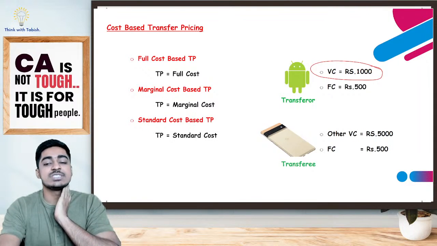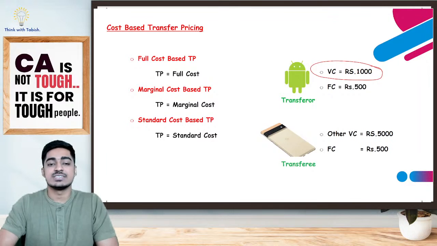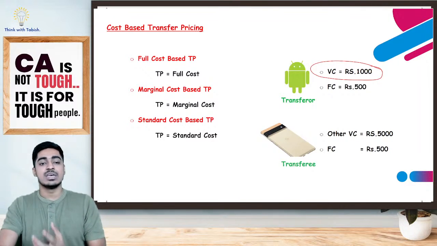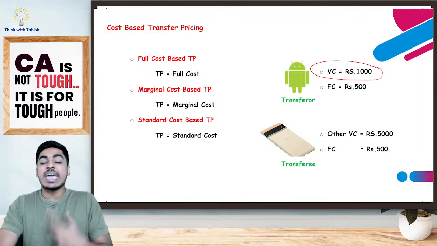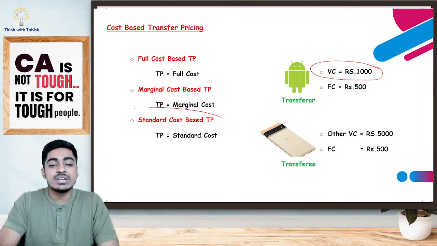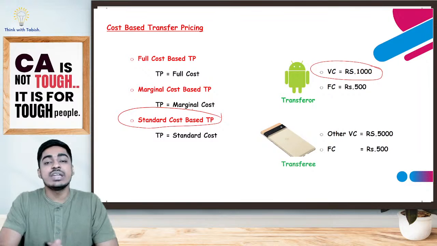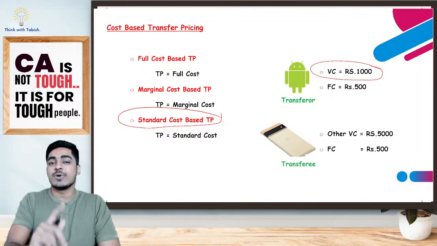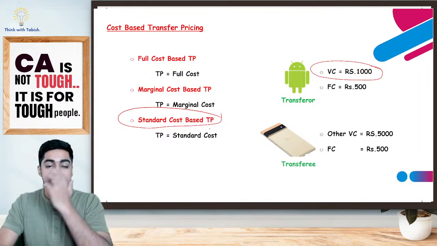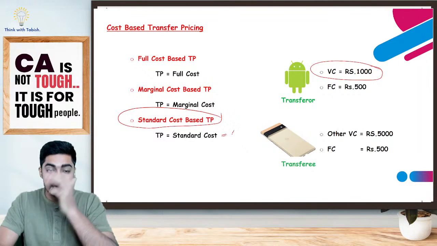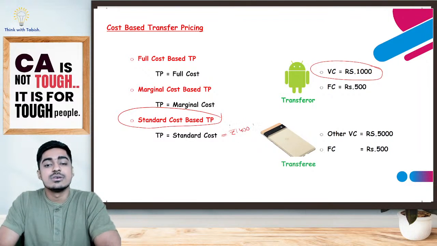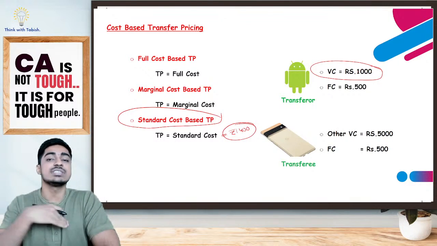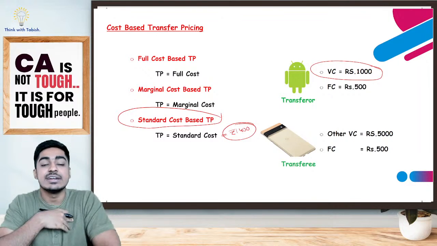Third, we have standard cost based transfer price. All these are actual, yes or no? Full cost, how much cost I have actually incurred. Marginal cost, how much extra cost I have actually incurred. Standard cost, we are saying standard, on an average. The standard I thought to manufacture Android. For one Android, what is the standard cost? I thought that my standard cost will be 1400 rupees. So I will transfer it to you at 1400, irrespective of what my actual cost is. I will transfer it to you at my standard cost.